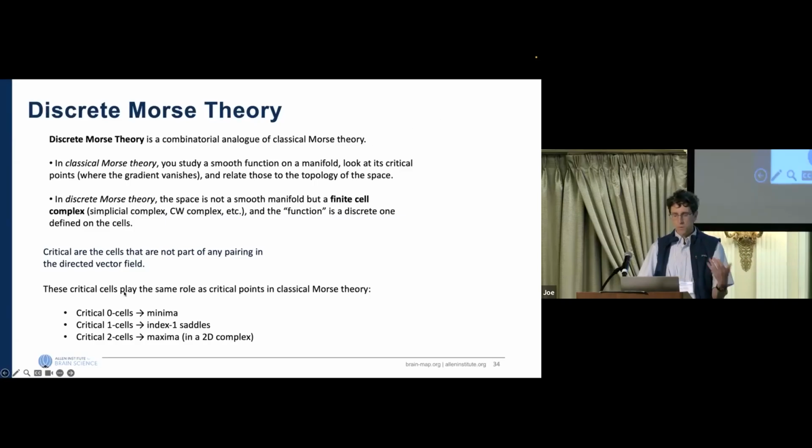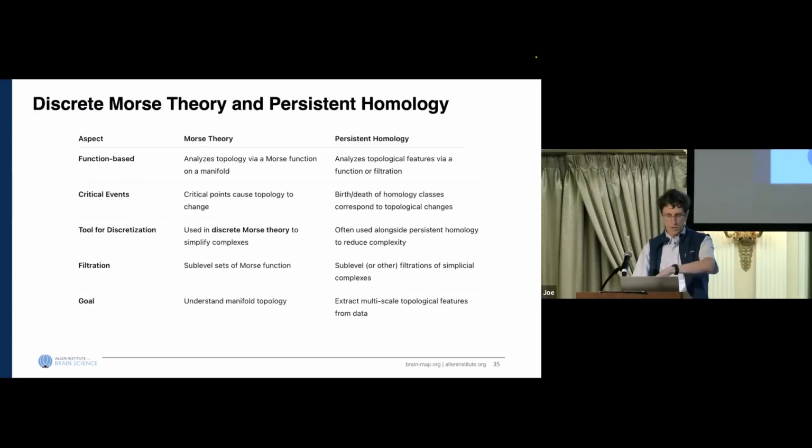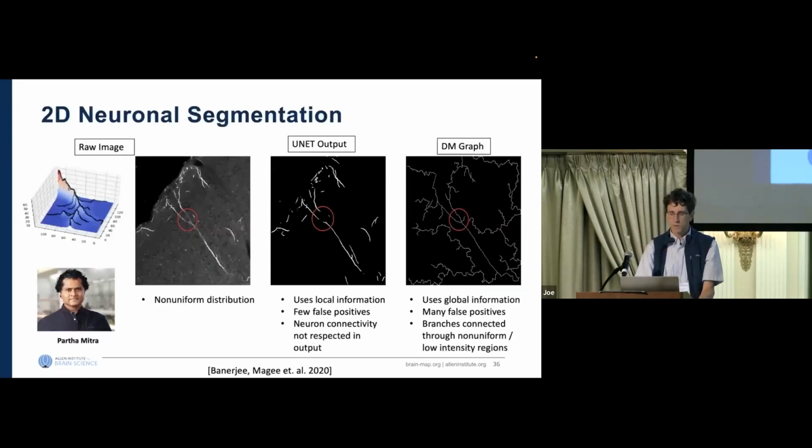And the critical zero cells will correspond to minima, the critical one cells will correspond to saddles, etc., in the same way as in the continuous case. And there's an analog of the continuous result, which says that a discrete Morse function is equivalent in a homotopy sense to a complex consisting only of critical cells. So I can reduce this through operations of merging and dropping faces and whatnot to greatly simplify it, okay? And this slide here presents the analogs of what Morse theory and persistent homology are and how the two of them are useful.